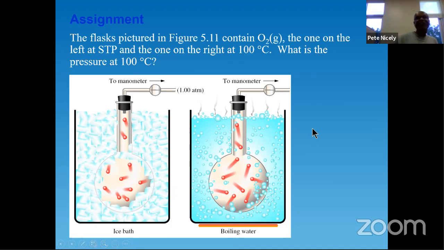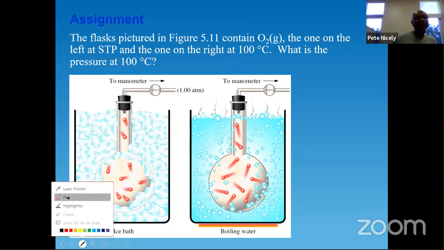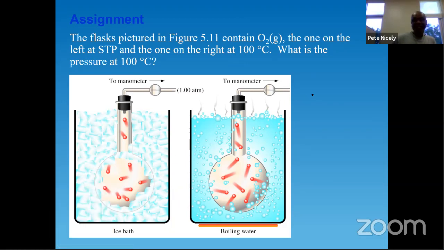So the first thing I'm going to write down is P1V1 over N1T1 equals P2V2 over N2T2, right?